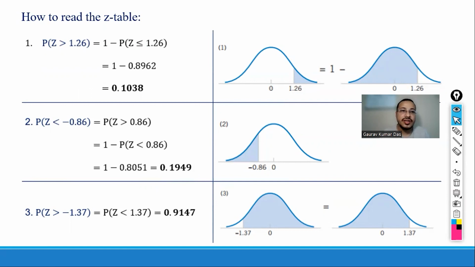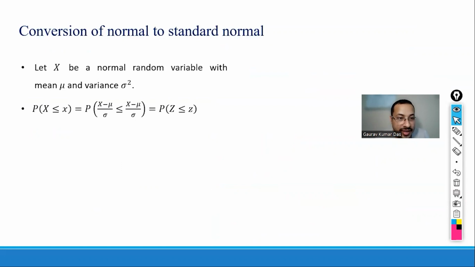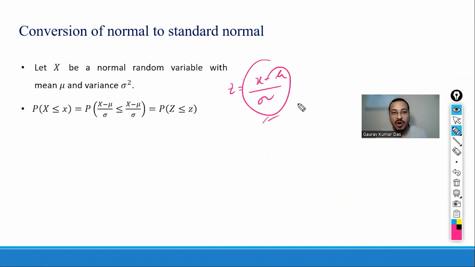So how does this conversion take place? How did we convert the normal distribution to Z distribution or standard normal distribution, with mean 0 and variance 1? Let's see how we convert it. Let X be a normal random variable with mean mu and variance sigma square. We all know that. P of X less than x is my general expression. Now, if I want to convert X to a random variable Z, I have to do X minus mu by sigma. So Z is equal to (X minus mu) by sigma. This is how we convert normal to standard normal distribution.